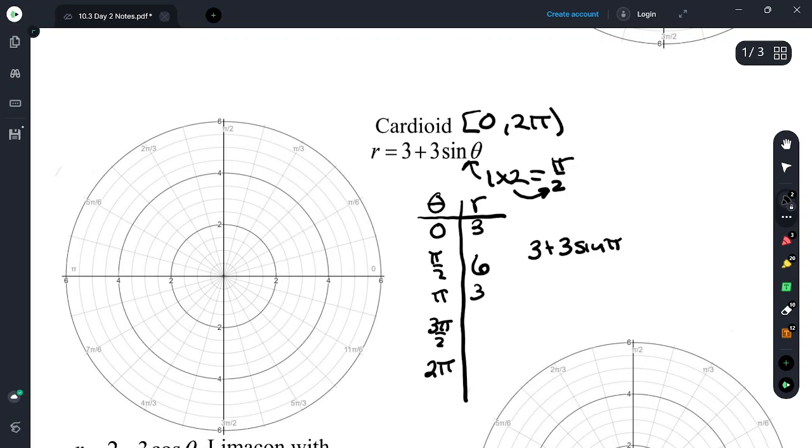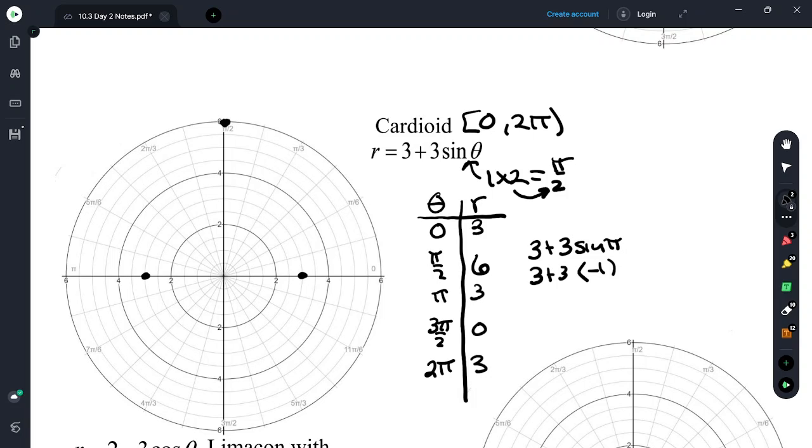And then 3 pi over 2, that's the one that's going to be 0, because we have 3 plus 3. Sine of 3 pi over 2 is negative 1. There's the 0. Then 2 pi is back to 3. So 0 is 3. Pi over 2 is all the way up here to 6. And then pi is 3. 3 pi over 2 is 0, and then back to 3.